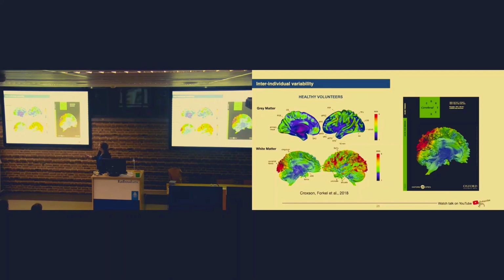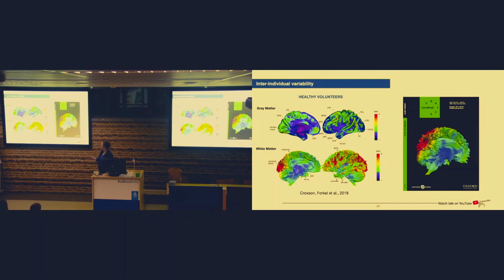Now what you see at the bottom is the first ever map of white matter variability in the human brain. And again, we see this gradient whereby the deeper and older structures of the brain tend to be more alike, and more lateral connections tend to be more variable. This is a nice way of quantifying how much variability there is at the group level.